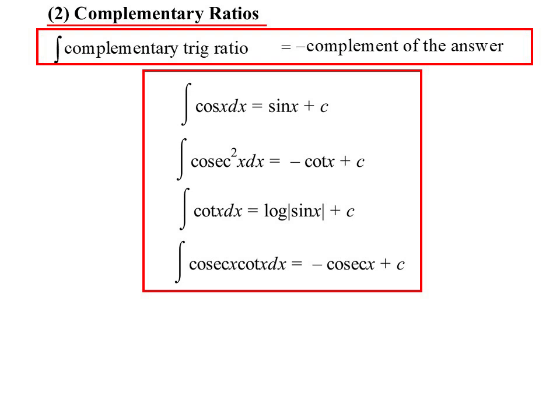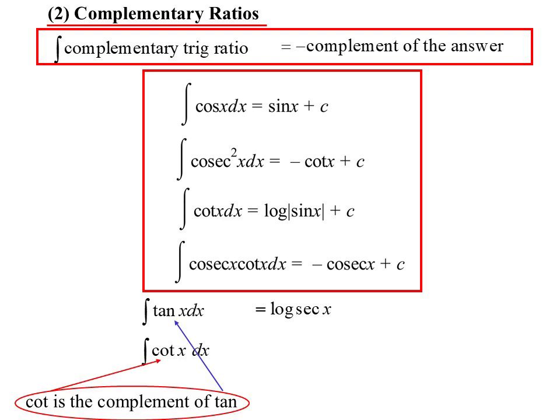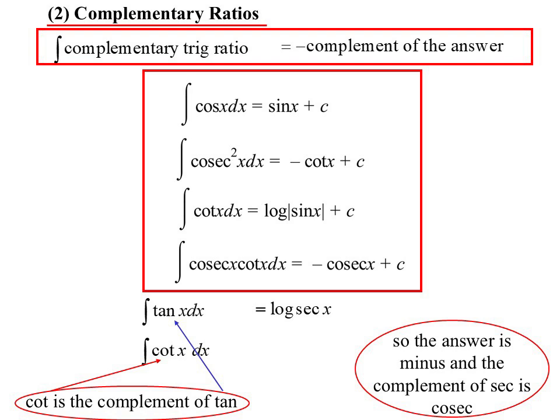So what I'm getting at, here's tan. Tan was the log of sec, which means cotan, right? Cotan is the complement of tan. So the answer is minus, and the complement of sec is cosec. So I could have written that as minus the log of cosec, which is the same as the log of sine, of course. That's the idea with complementary ratio.